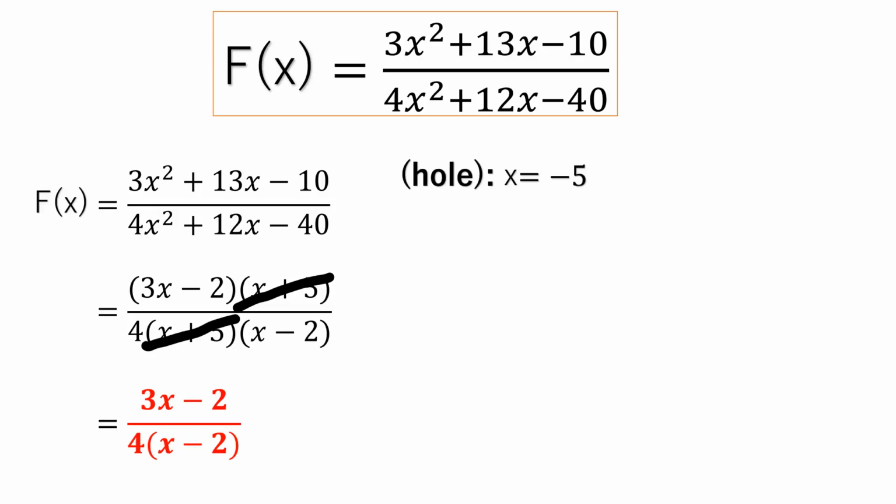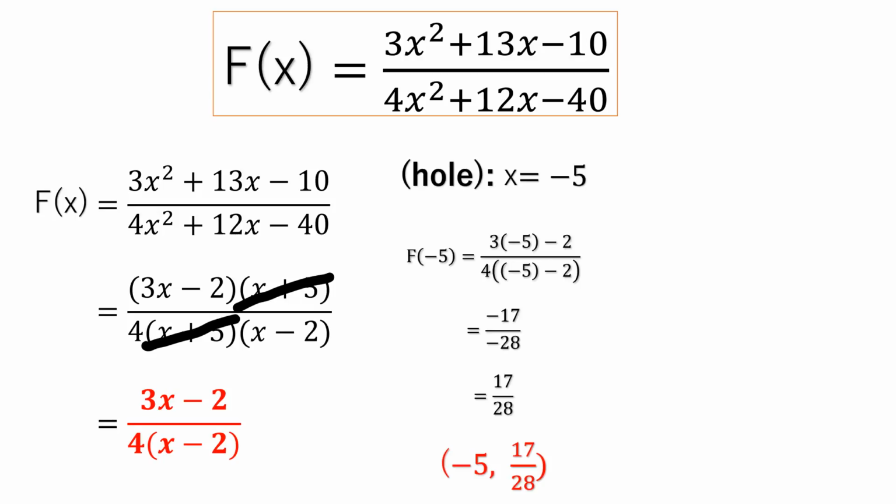So as I told you, the hole was x equal negative 5. So we are gonna put negative 5 into the simplified function to make sure what is the y for it. So the hole is negative 5 and 17 over 28.